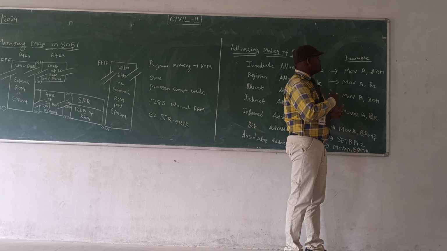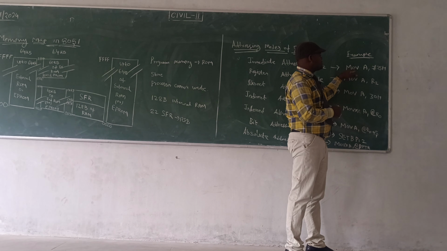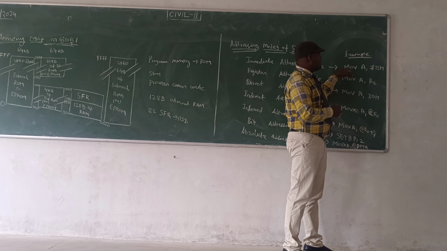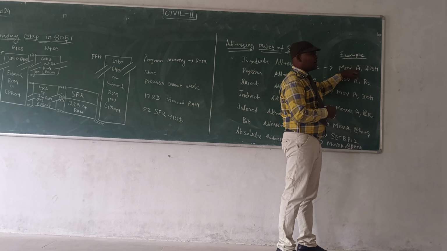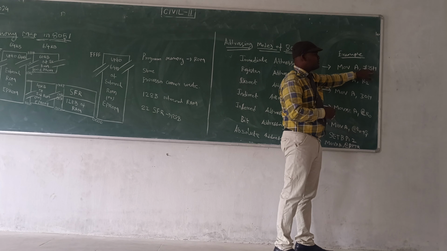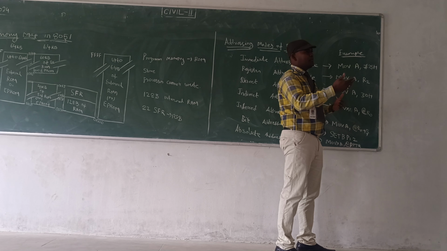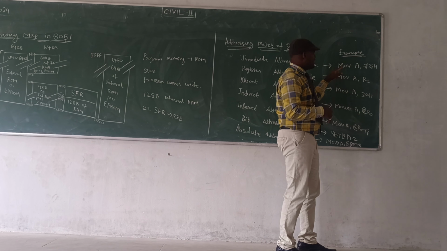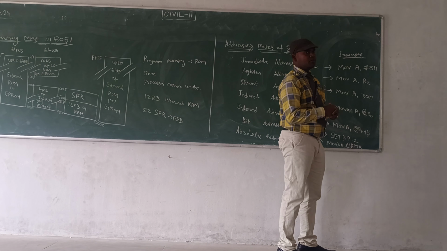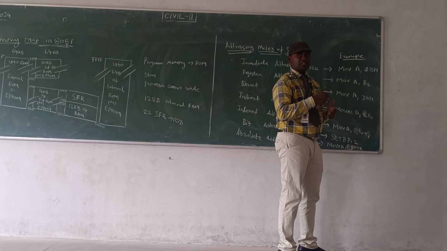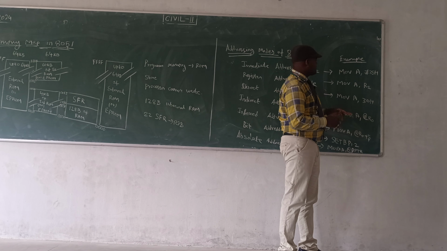Okay, if I want to move the data immediately, I can use the instruction MOV A, that is the accumulator, comma, the data value. So if I write the instruction like this, the 25H can be immediately moved to the accumulator. That is why the name is immediate addressing mode, right? That movement is taken immediately.